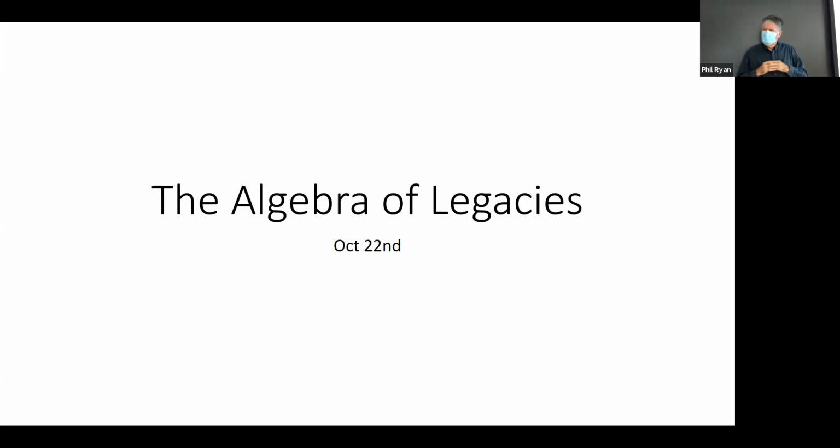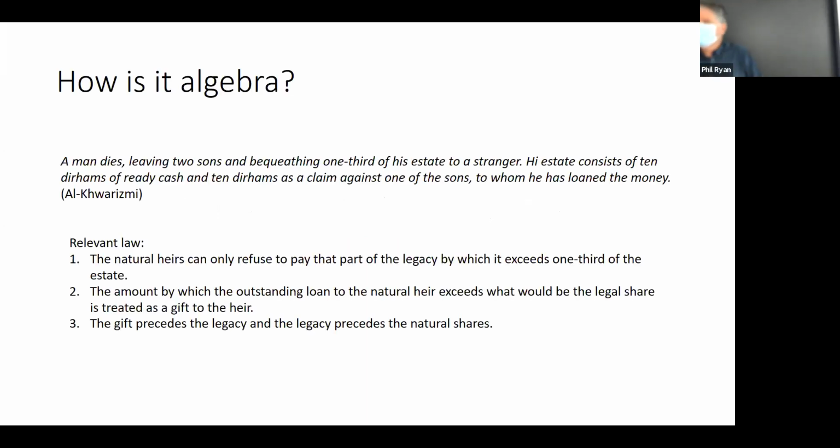And so really in that situation, it's not really algebra, because it's really just arithmetic. You're just taking some quantity and you're dividing it up. So when it becomes algebra is if somehow the estate is actually unknown. And this is the situation in which it occurs. And so this is a problem from Al-Khwarizmi.